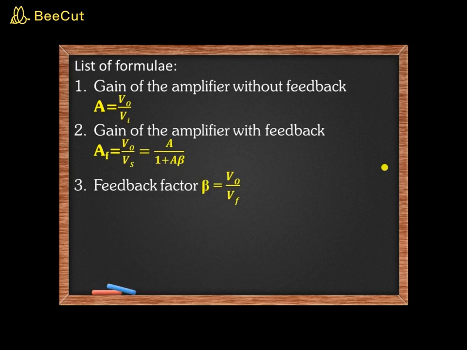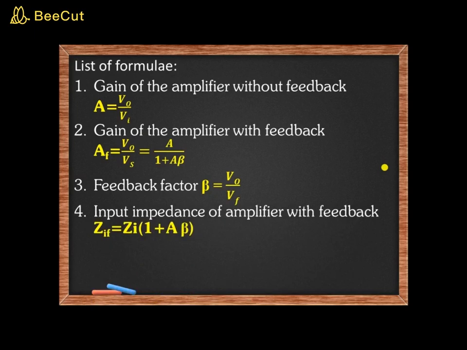And the third one, a feedback factor, or we can call this a feedback fraction, or the gain of the feedback network, and is given by Vf by Vo, where Vo is the output voltage and Vf is the part of the output voltage or feedback voltage. And the fourth one, input impedance of an amplifier with feedback, that is ZIF is equal to ZI into 1 plus A beta. Here ZIF is the input impedance of an amplifier with feedback, ZI is the input impedance of an amplifier without feedback, A is the gain of an amplifier without feedback or open loop gain, and beta is the feedback factor.